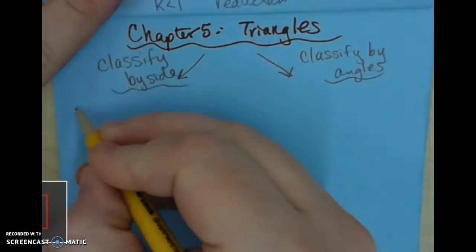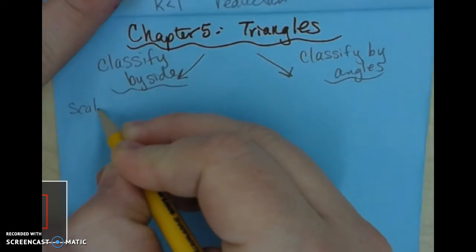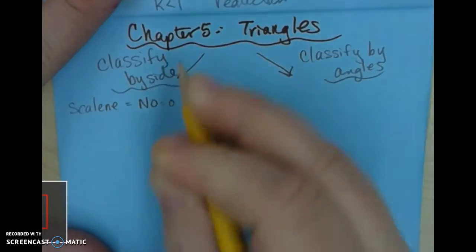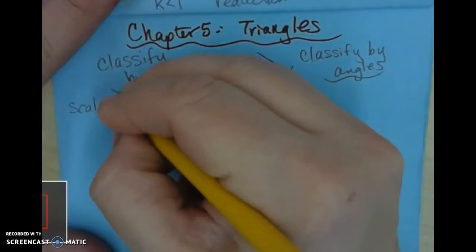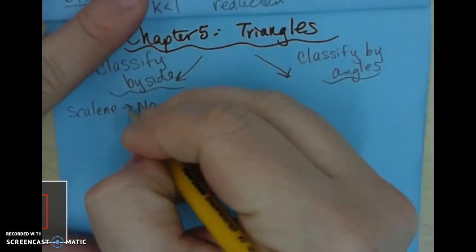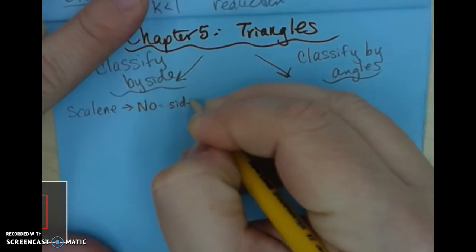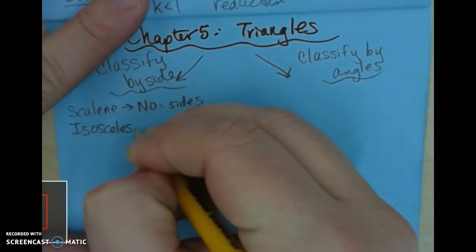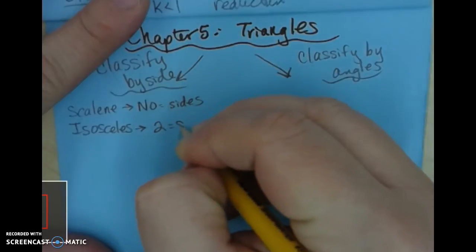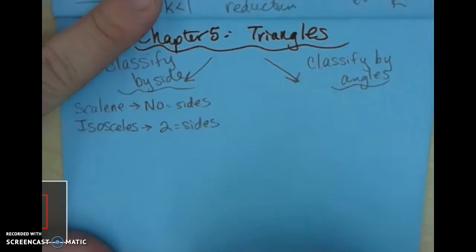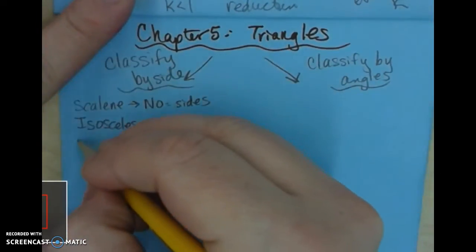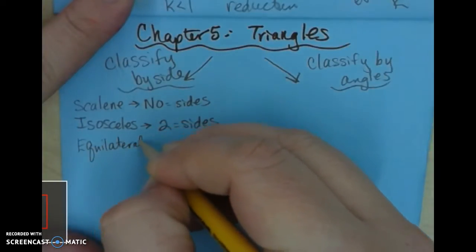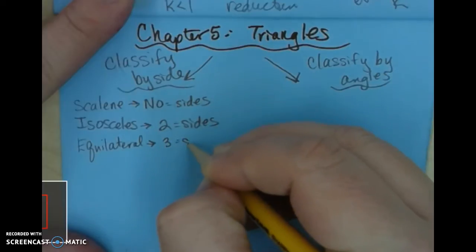So when you classify by sides, the first one is scalene, which is no equal sides. And then you have isosceles, and isosceles is like your eyes. You have two equal sides. And then we have equilateral, which is what it sounds like, three equal sides.